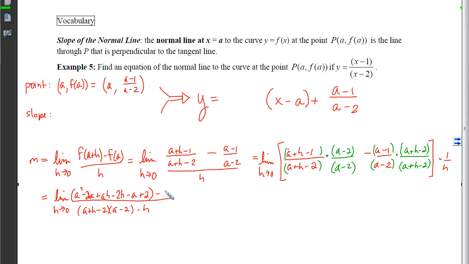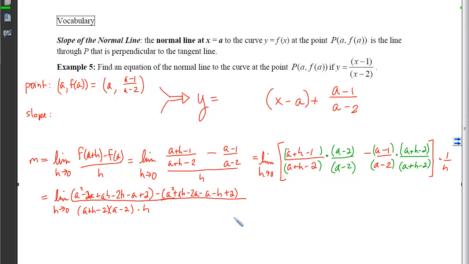And now I've got to multiply the next two, and I'm not going to distribute that minus through until I'm all done. So first thing is the a. I've got to give it to all three of these. So I'll have an a squared plus an ah minus a 2a. Then I'm going to distribute the negative 1 to all three. So that's a negative a, a negative h, and a positive 2.